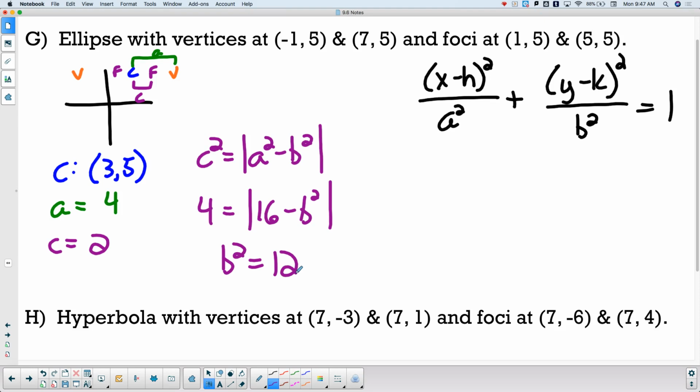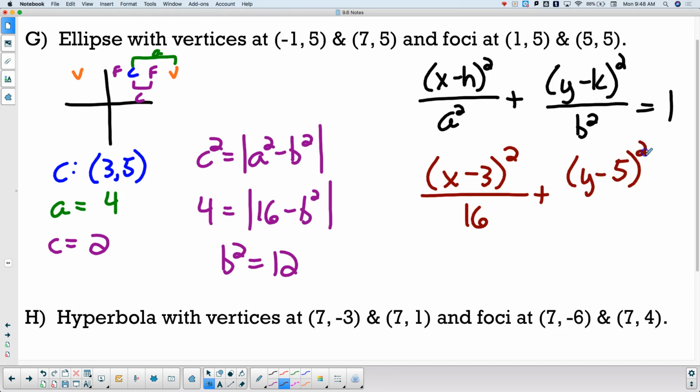Do I need what b is? No, I don't need b at all. b squared is fine because that's what's going to go in my formula. So now I have enough. Now it can be (x minus 3) quantity squared all over a squared, which is 16, plus (y minus 5) quantity squared all over b squared, which is 12, equals 1. And that's the equation of my ellipse.